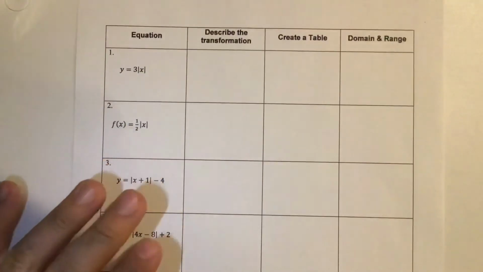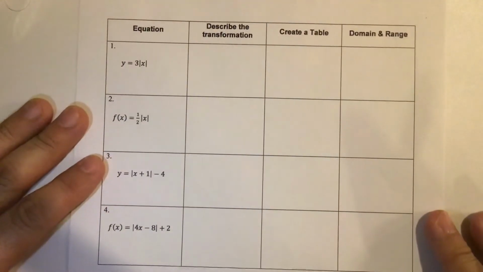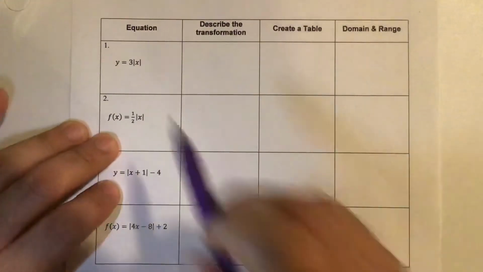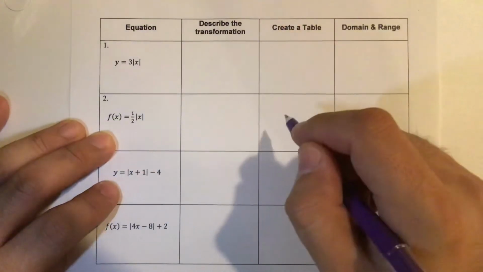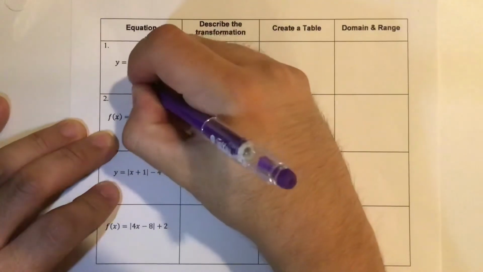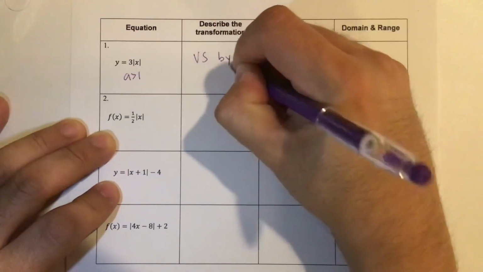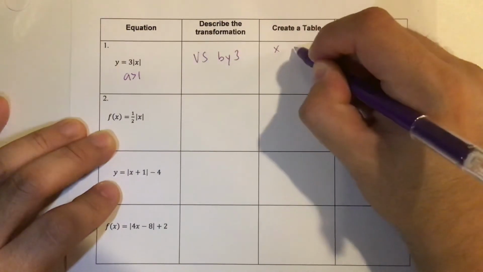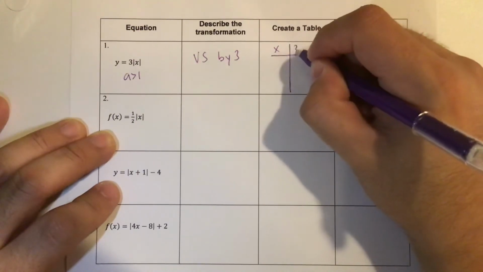All right, and for these last ones here, we are going to talk about the transformations, create a table, and write the domain and range. Okay, so for this first one here, 3 times the absolute value of x. Since that's an a value, and it is greater than 1, that is a vertical stretch by 3. In terms of the table, the x values will not be changing, but the y values, we're going to multiply each one by 3, so 3 times y.